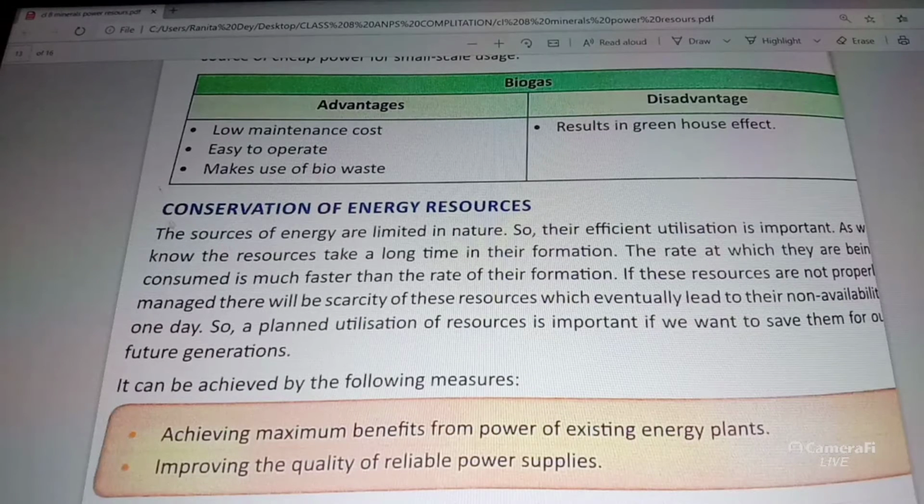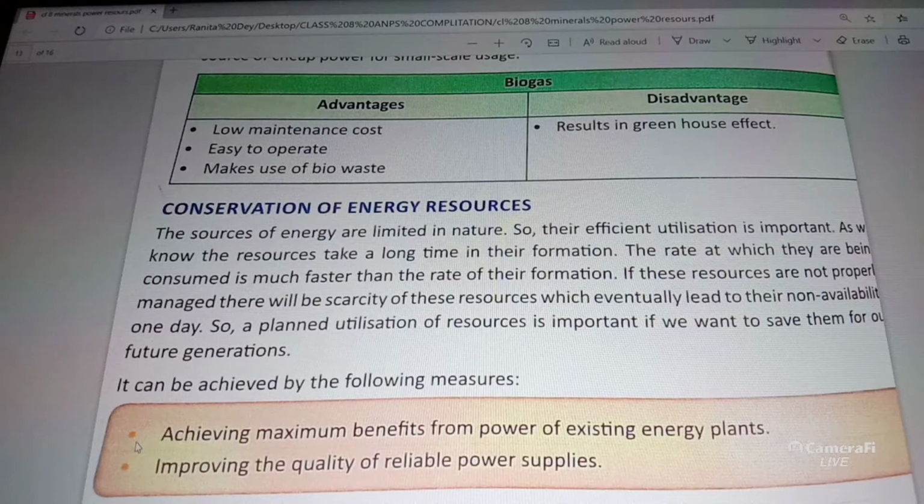As we know, resources take a long time to form, and the rate at which they are being consumed is much faster than the rate of formation. If these resources are not properly managed, then there will be scarcity, and eventually they will become unavailable one day all around the world. So planned utilization of resources is important if we want to save them for our future generations. They are talking about the sustainable development concept which we already covered in our previous chapter on resources. It can be achieved by the following measures.